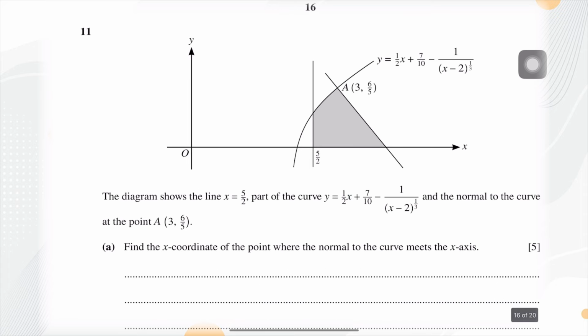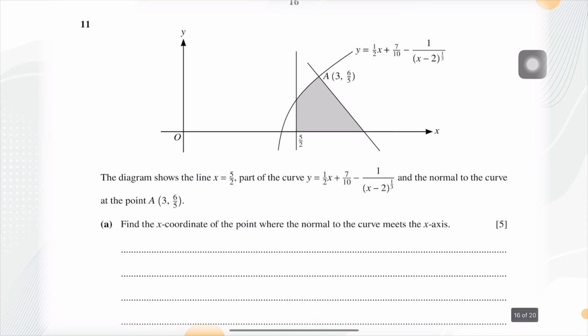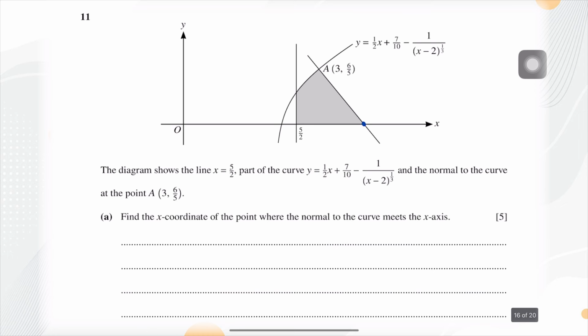Okay, so this is a 5-mark question. That means there's a lot of working that's involved. So before I can find out the point where the normal to the curve meets the x-axis, I need to first find out the equation of normal. Okay, so how will I find out the equation of normal? I will find out the equation of normal by first differentiating it. In fact, even before I differentiate it, let's first write it nicely.